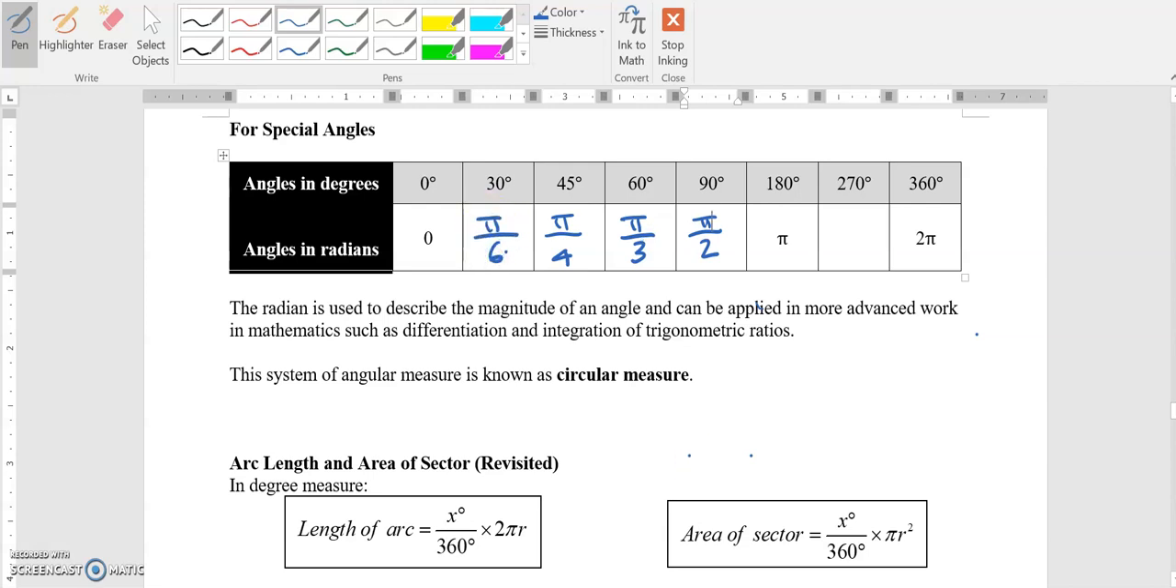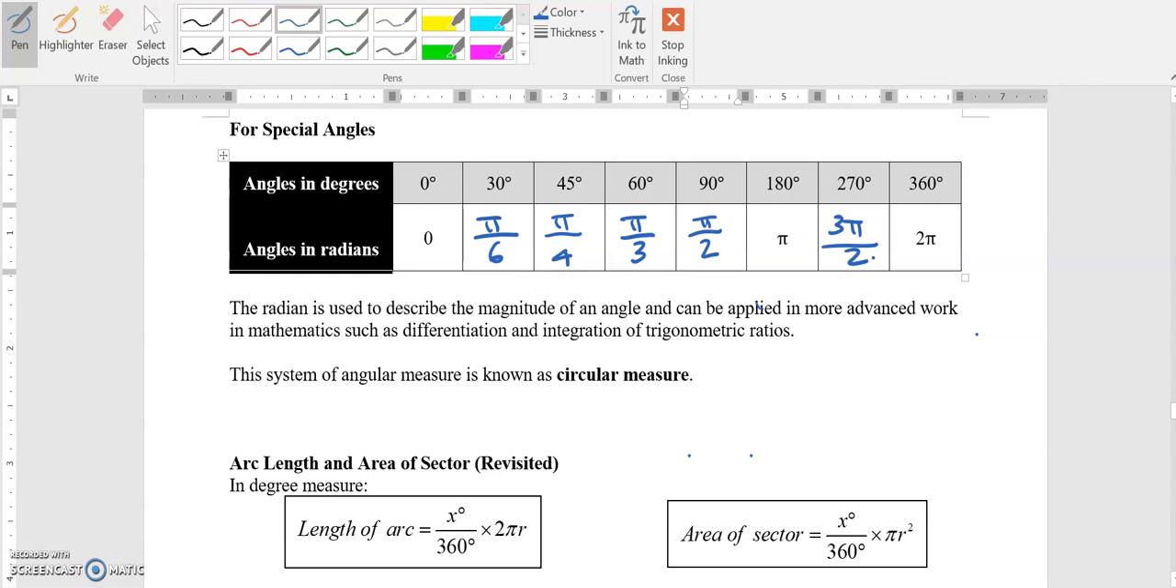One other special angle that we can talk about is 270 degrees. 270 degrees is exactly in between 180 degrees and 360 degrees. So if 180 degrees is pi, and 360 degrees is 2 pi, you can expect your 270 degrees to be 1.5 pi radians, which we can write as 3 pi over 2 radians in this case.